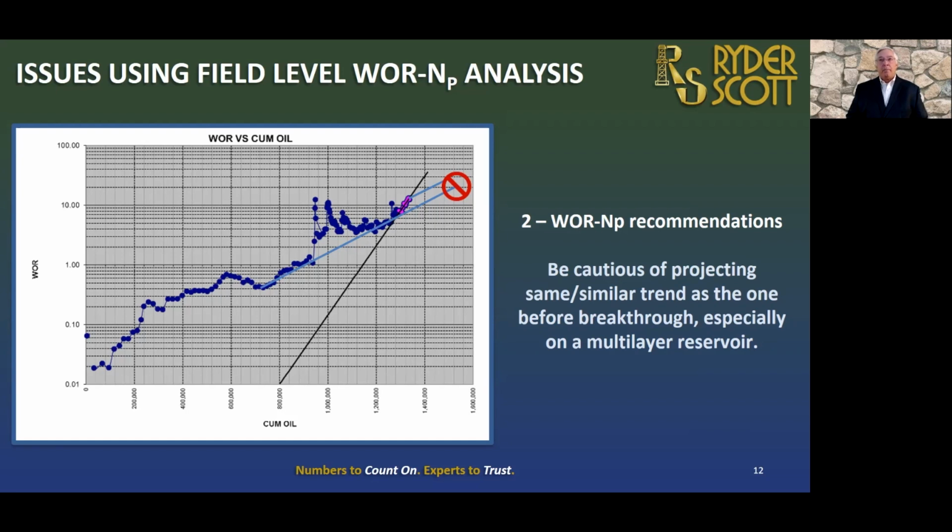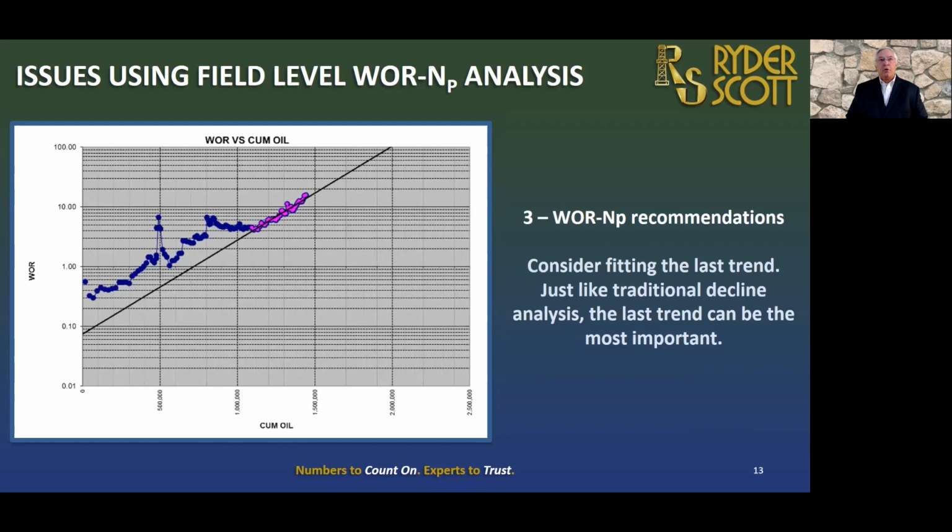In this example, one of the reservoirs has actually reached a breakthrough, causing a change in the slope in the water oil ratio versus cum oil. The third recommendation, consider fitting the last trend. Just like in conventional decline curve analysis, this last trend may be the most important and the one that deserves your attention.